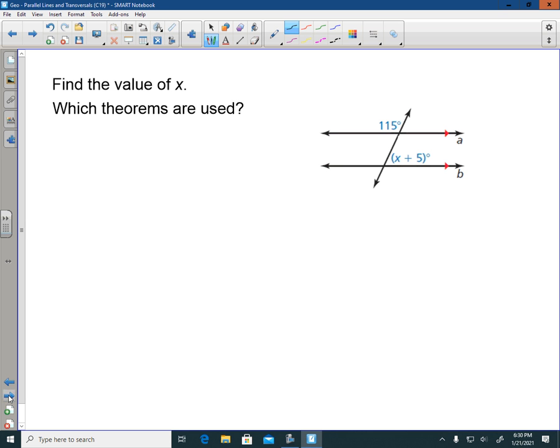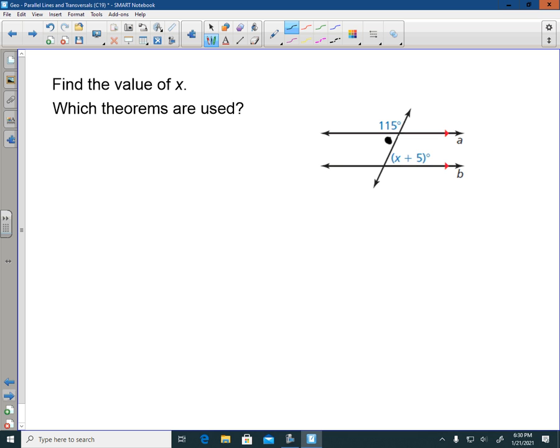If you could figure out a relationship, you could figure out how to find x. Well, here's something interesting. X plus 5 is an alternate interior angle with that one right there. And if you could figure out that angle measure there, you could say that it was equal to x plus 5 because alternate interior angles are congruent. Well, can we figure out the measure of that angle?